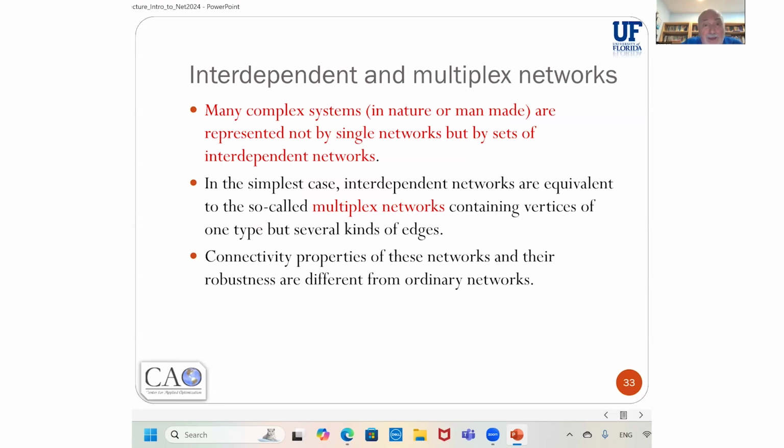Many complex systems are represented not by a single network, but by sets of interdependent networks. In the simplest case, interdependent networks are equivalent to the so-called multiplex networks I mentioned before, containing vertices of one type, but several kinds of edges. And connectivity properties of these networks and their robustness are different from ordinary networks. Many times the theory we develop just for a single network doesn't transfer to networks of networks. So you have to develop different types of theories. Very challenging new problems.